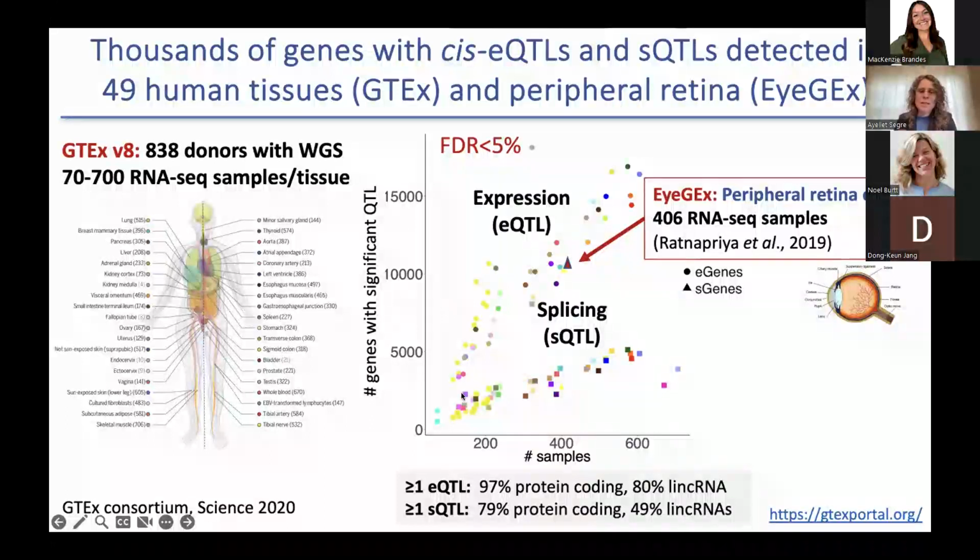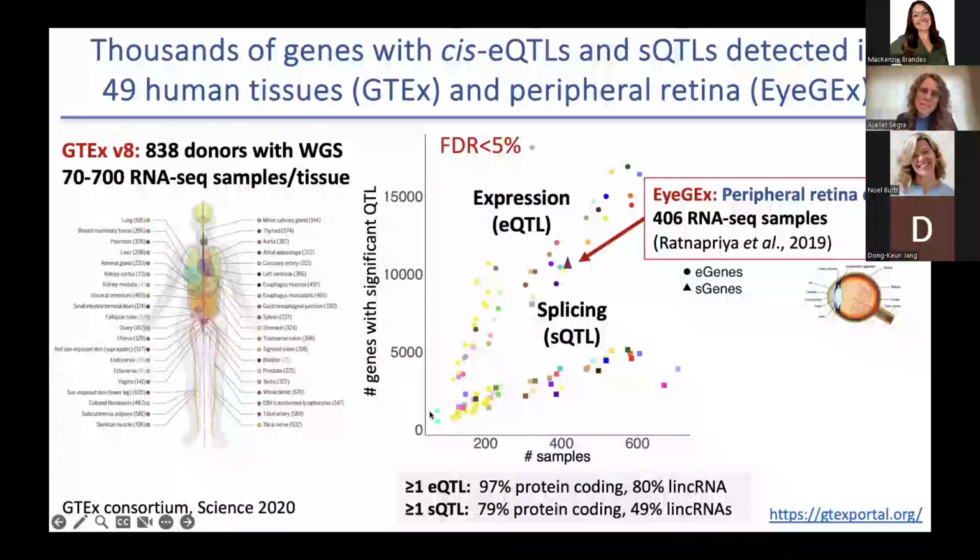So using that splice quantification and appropriate gene expression normalization, eQTLs and sQTLs have been computed for about 49 human tissues in the GTEx project, based on 838 donors with whole genome sequencing data, anywhere between 70 to 700 RNA-seq samples per tissue, and from Anand Swaroop's lab in peripheral retina, based on 400 RNA-seq samples.